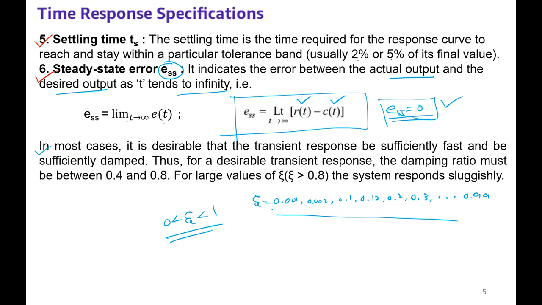So which is the desirable value of z? z should always be between 0.4 to 0.8. That would be better. If the value of z lies between 0.4 to 0.8, then the system will behave properly. Then I can predict the nature of the response of the system.